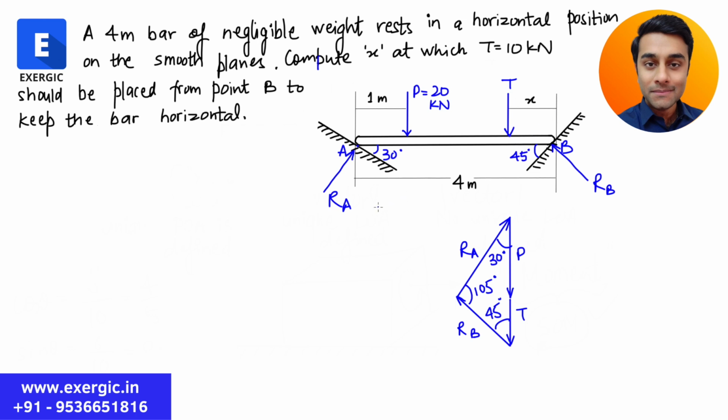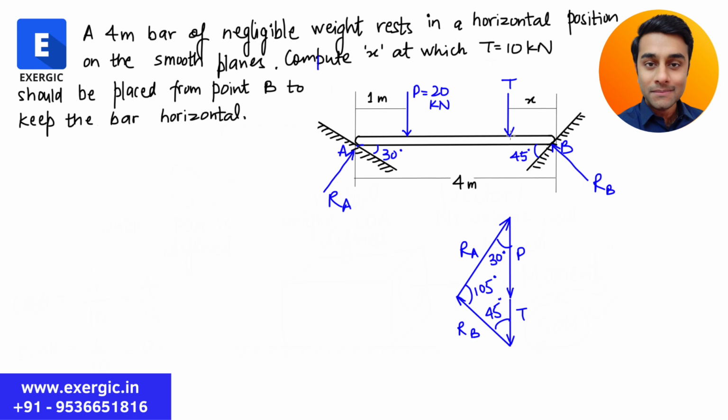The best way to do that is by taking moments about any particular point and then equating all the moments to 0, since it is in static equilibrium. I have already told you in so many previous examples that moment is the only static equilibrium condition which can be used in different varieties depending upon the problem, depending upon the condition.